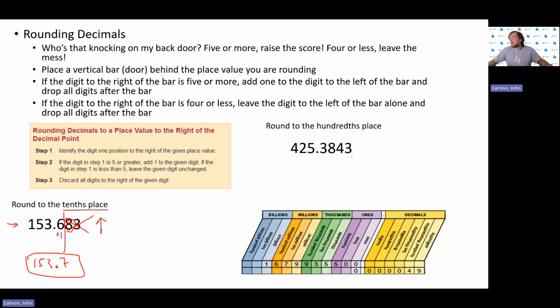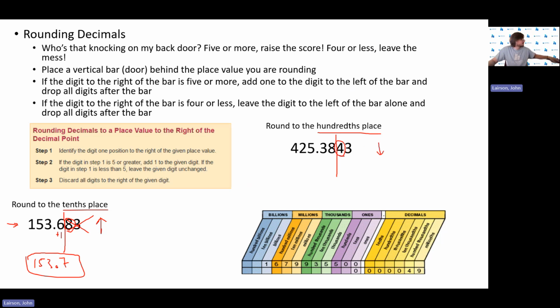Let's look at the 425.3843. We are rounding to the hundredths place. The hundredth is the second decimal digit, so I'm going to draw my line to the right of the 8, which is in that second decimal digit. And we'll look at the next number over, 4. 4 is 4 and under. So we are rounding down.